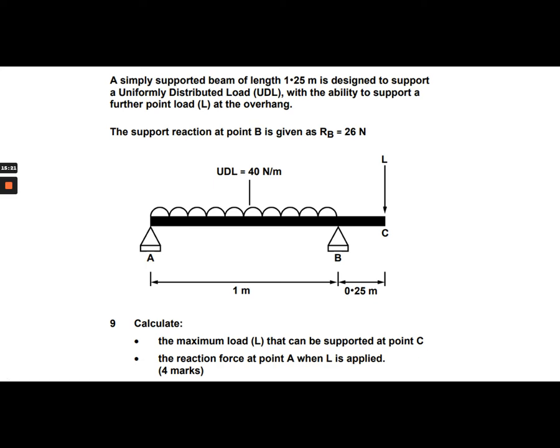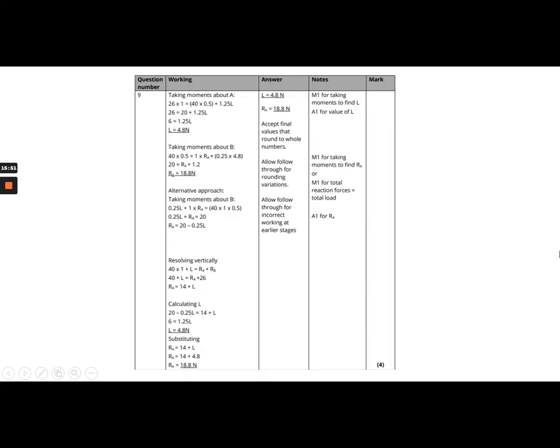So the equation would be 26 times 1, that's your anti-clockwise, equals 0.5 times 40 added to L times 1.25. And that's it, that gets you L. Once you've got that, L's down and this 40's down, 26 is up, so whatever's left over is A. So A plus B needs to equal L plus the UDL. Mark scheme there.